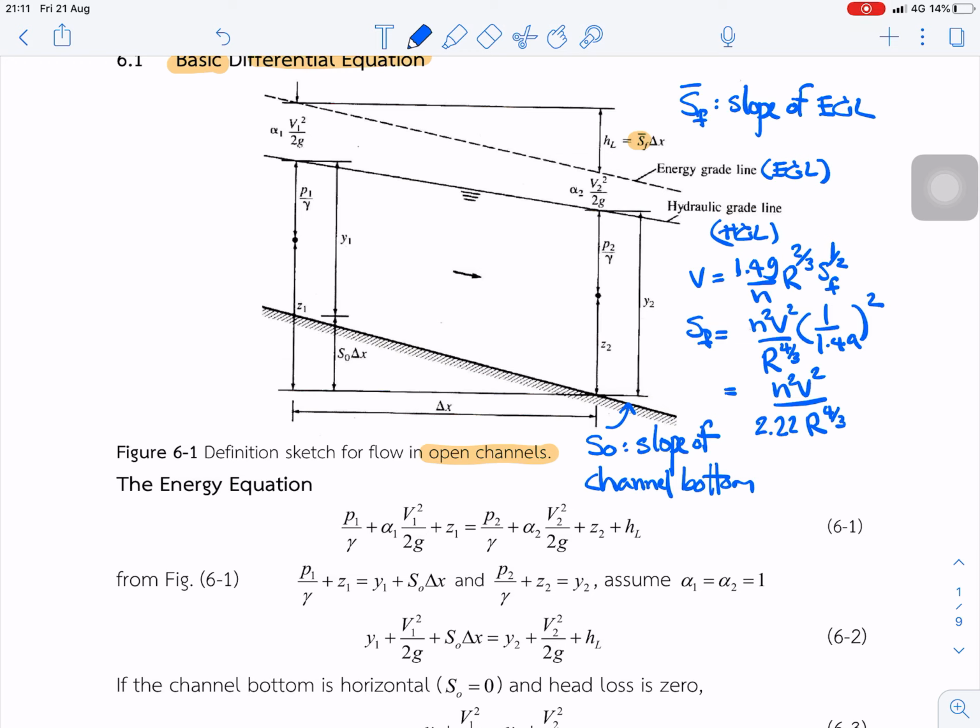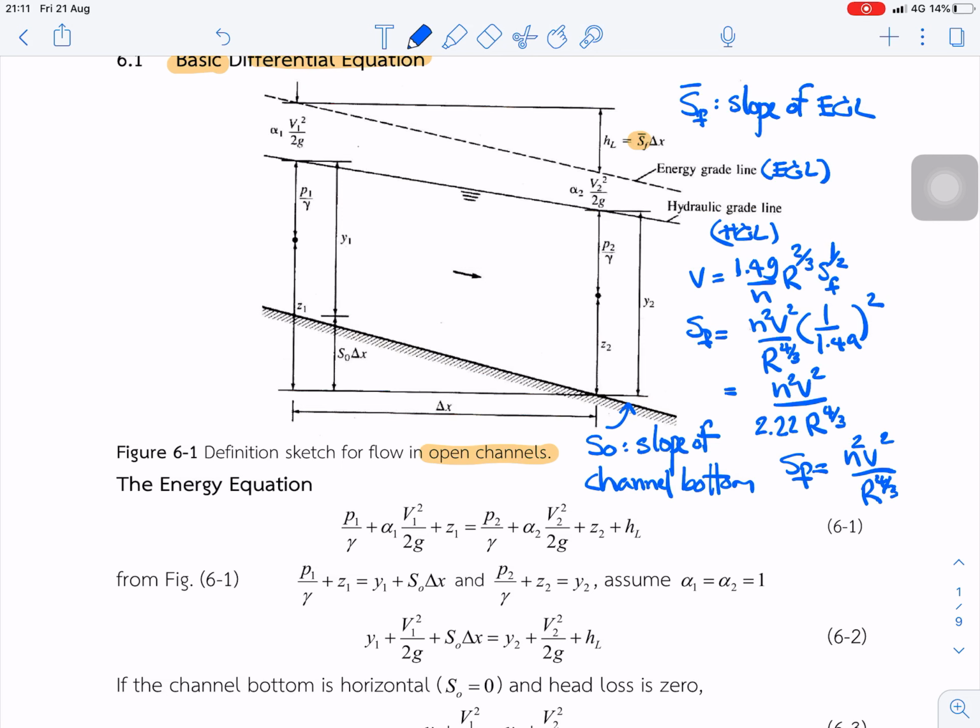Okay, for the SI unit, SF is just n squared, v squared, divided by R to the power 4/3 for the SI unit.